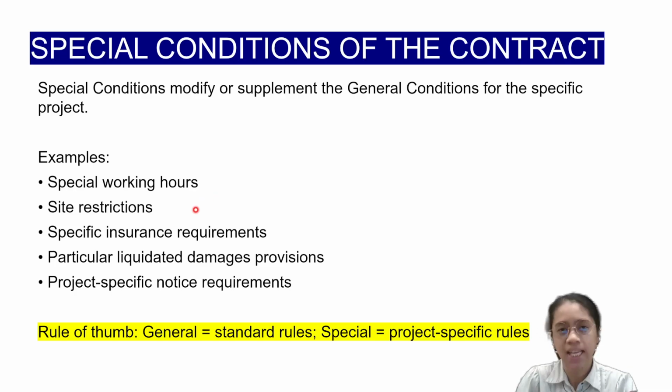Site restrictions, if the contractor has specific site restrictions based on the actual site condition. It can also be specific insurance requirements by the client to the contractor. Particular liquidated damages provisions. If you're familiar with liquidated damages, this is the payment that the contractor will pay the client if the construction duration is exceeded.